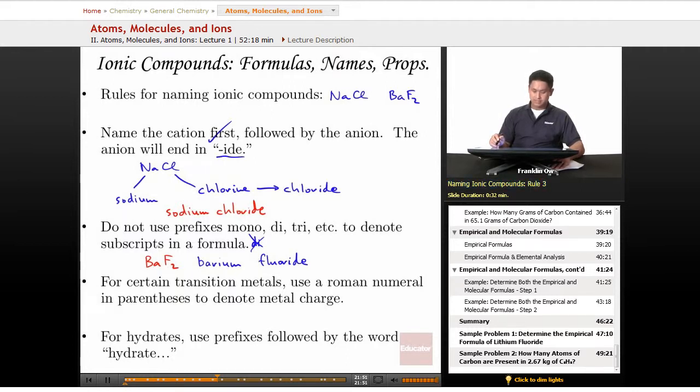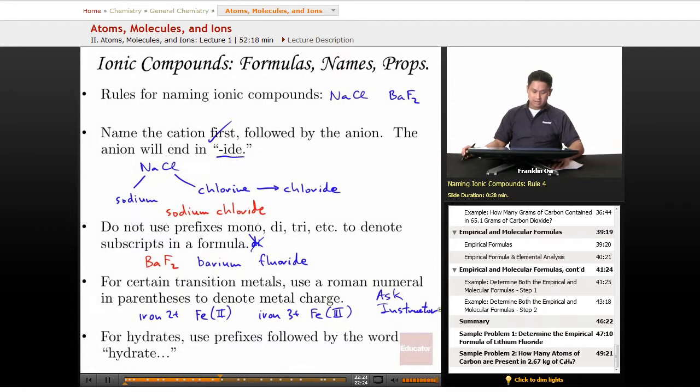For certain transition metals, you're going to use a Roman numeral in parentheses to indicate the metal charge. So if we want iron 2+, we're going to denote it as iron Roman numeral 2. And iron 3+ cation is going to be Fe Roman numeral 3. And again, you should definitely ask your instructor which transition metals he or she would like you to know for sure, where you have to use parentheses to indicate charge.